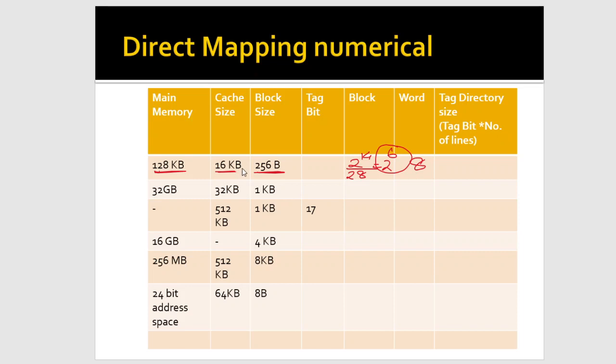So ultimately, if you mark here, the main memory block size is equivalent to the combination of tag and the block, because the word is common for both cache memory as well as main memory. So this is 2 to the 17, 10 plus 7 is 17, and the block here is 6. So 17 minus 6 will be my tag bit. 17 minus 6 will be 11.